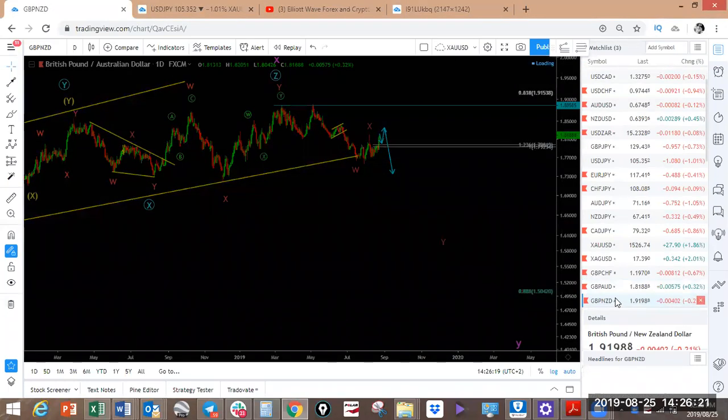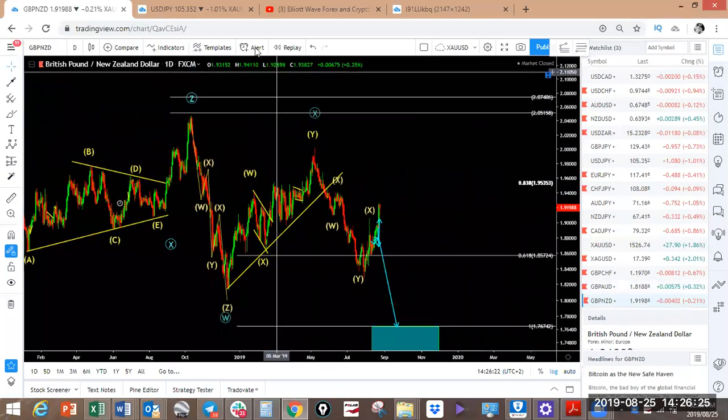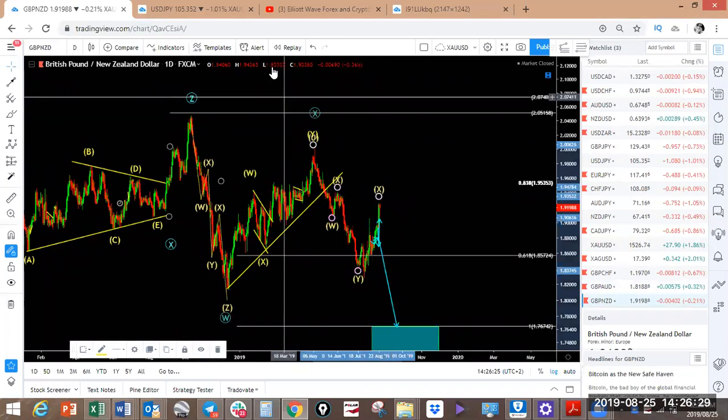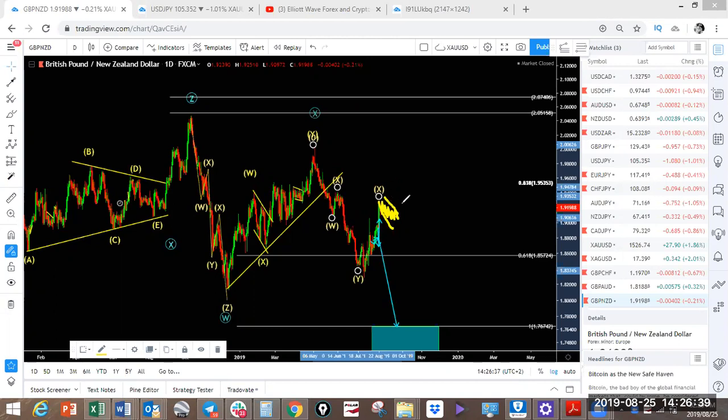Pound New Zealand, also a very deep pullback. Let's watch and see what happens here now. If this is going to correct here, that means the other pound pairs are going to drop. So it is possible for this to have an opposite direction to what the rest of the pound pairs are, depending on the driver. The driver could be the New Zealand here. Okay, so that is New Zealand.